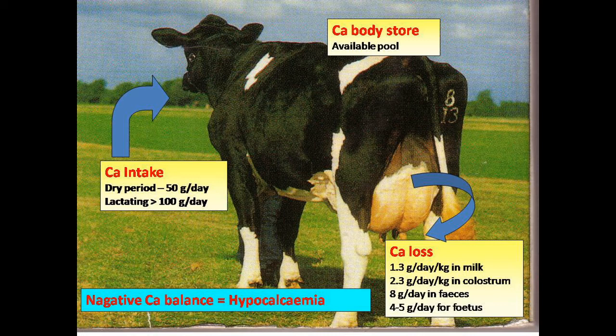Calcium is also required for development of the fetus during the last trimester of pregnancy. Therefore, during the dry period about 50 gram per day of calcium is required, and during the lactation period more than 100 gram per day of calcium is required, depending upon the production of the animals. If the intake of calcium is poor, there is mobilization of calcium from the body store, that is, calcium stored in the bones or skeleton. So there is negative calcium balance resulting in milk fever.